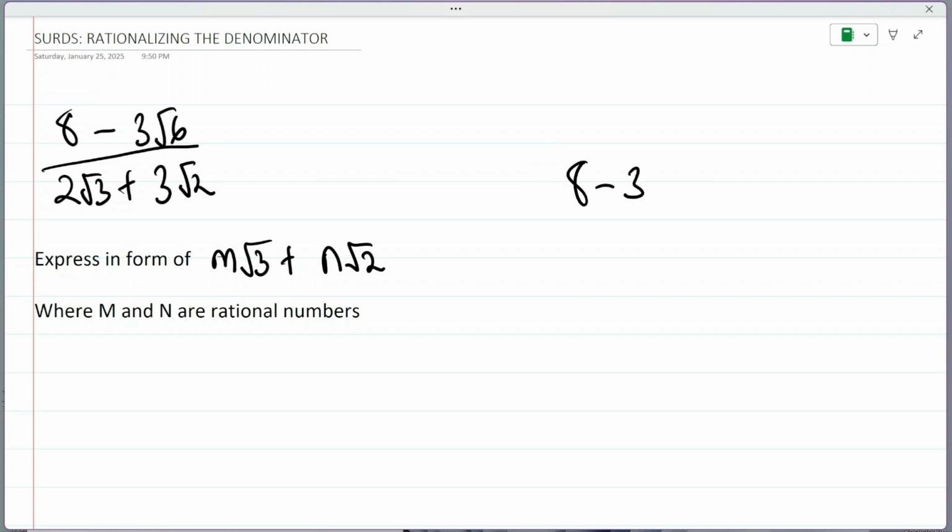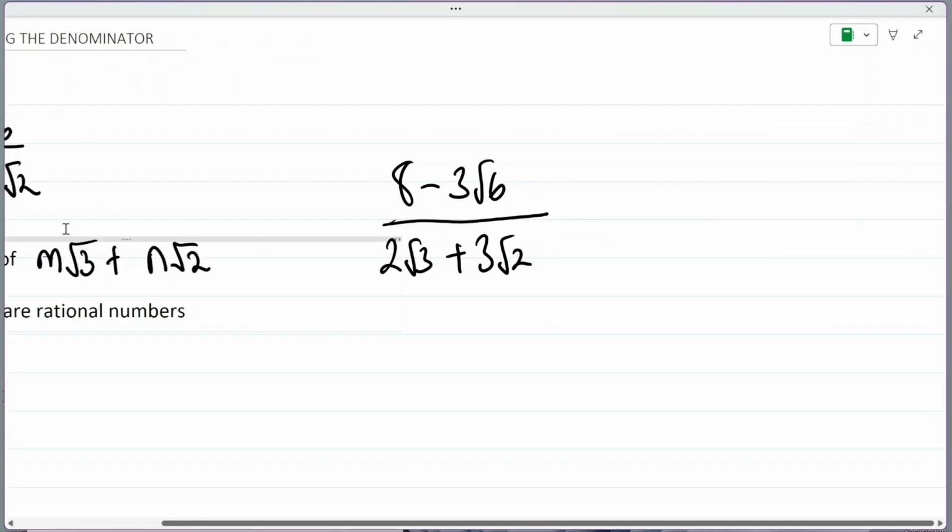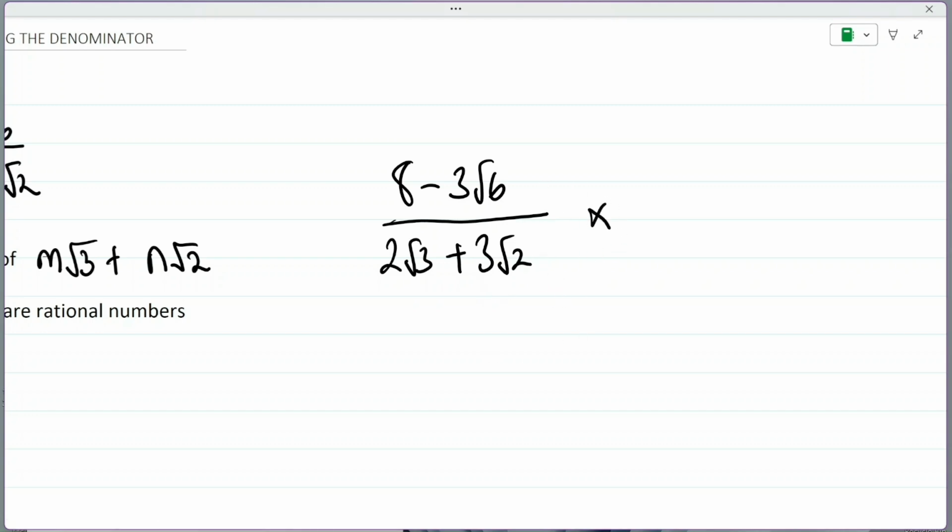You have 8 minus 3 root 6 over 2 root 3 plus 3 root 2. To rationalize, you have to find the conjugate of the denominator and multiply it by both the denominator and the numerator. Finding the conjugate is easy, where you just have to change the sign from positive to negative, and if it were negative, you change it from negative to positive. But here it's positive, we're changing it to negative. You have times 2 root 3 minus 3 root 2, both at the denominator and at the numerator.